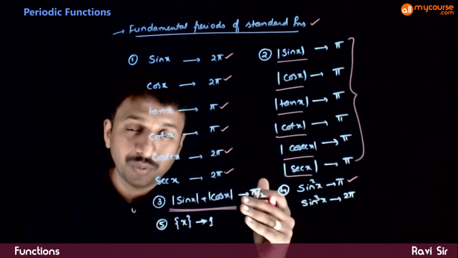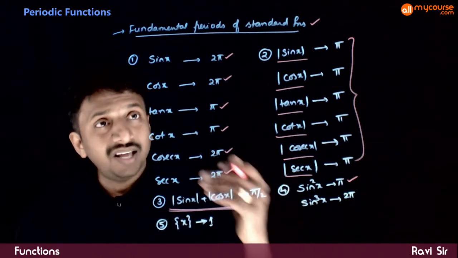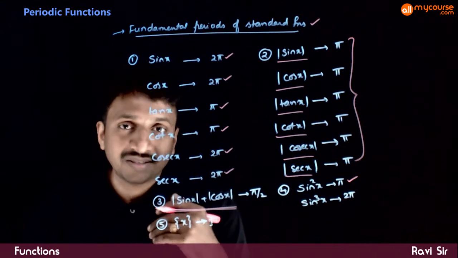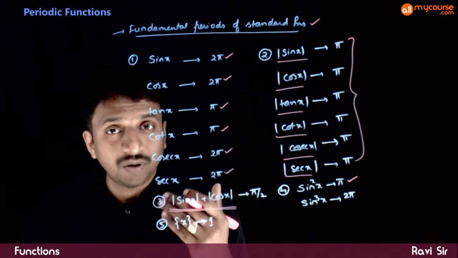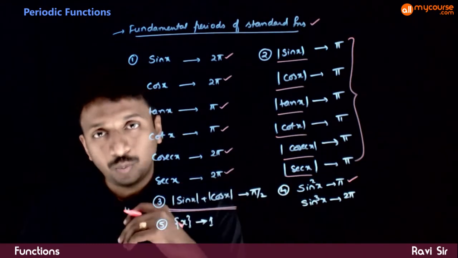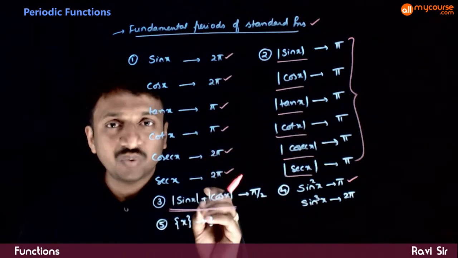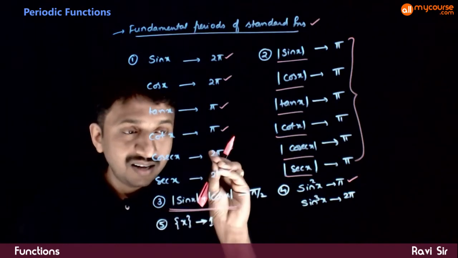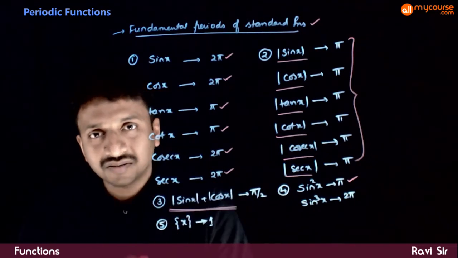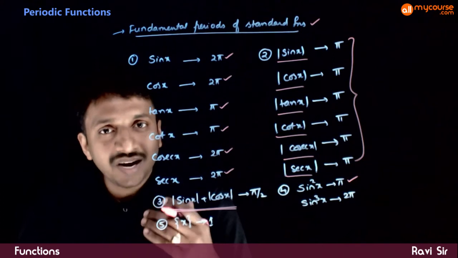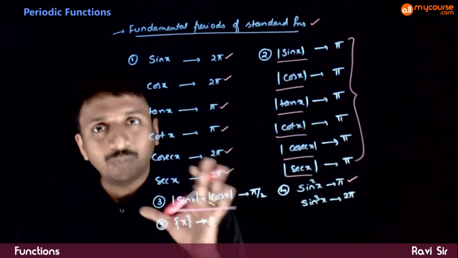Sin cube x, if you raise it to an odd power, the period will be the same as 2 pi. Similarly, you can think of the periods of cos square x. Cos square x has a period of pi, but cos cube x, if you take odd powers, the period will be 2 pi itself. So these are some standard functions, fundamental periods which you need to remember. From these, we'll derive the periods of some more complicated functions. Most often, complicated functions are made up of these simple functions, so you need to remember these values.